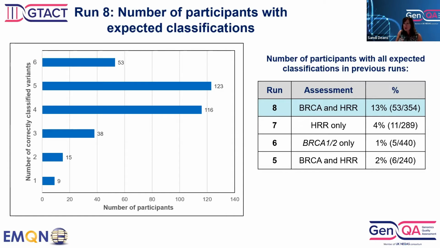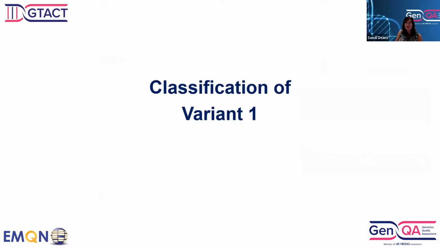Arjen, I think I'm coming to you to kick us off with the first variant, which is an ATM variant. So over to you now, please. Thank you, Sandy. I'm Arjen Mensenkamp. I'm a clinical laboratory geneticist in Nijmegen, the Netherlands. And I would like to discuss the first variant on the list, indeed a variant in ATM. Next slide, please.